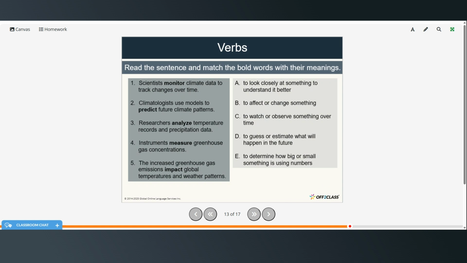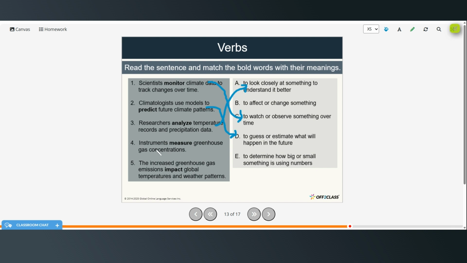All right, now read the sentences and match the bold words with their meanings. Scientists monitor climate data to track changes over time. So that would be to watch or observe something over time. Climatologists use models to predict future climate patterns. That's to guess or estimate what will happen in the future. Researchers analyze temperature records and precipitation data. It's to look closely at something to understand it better.